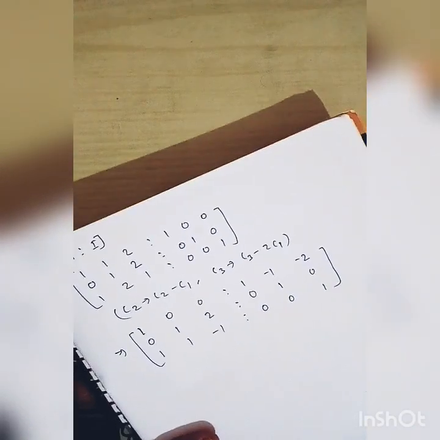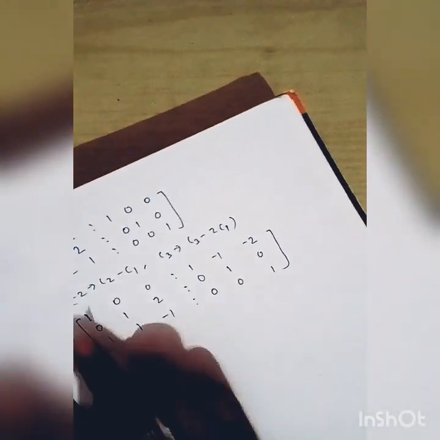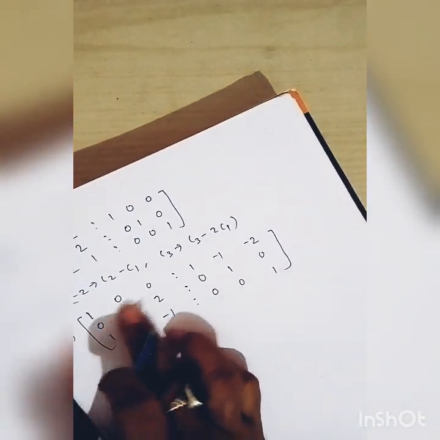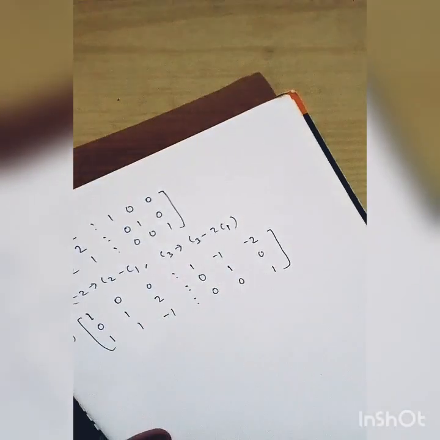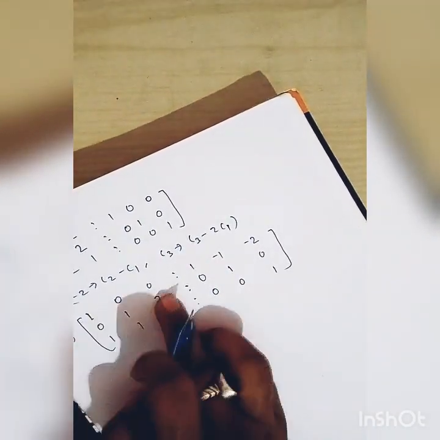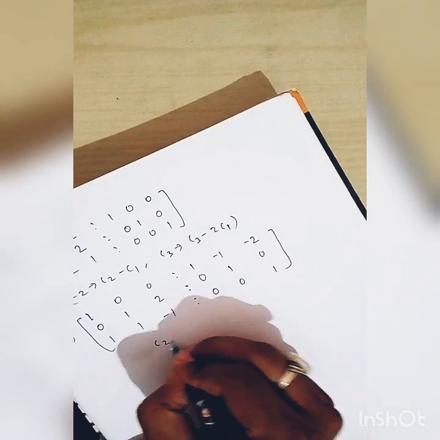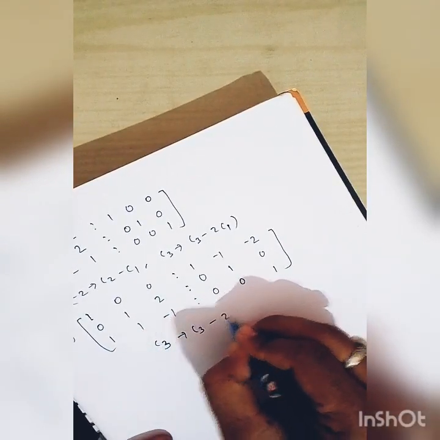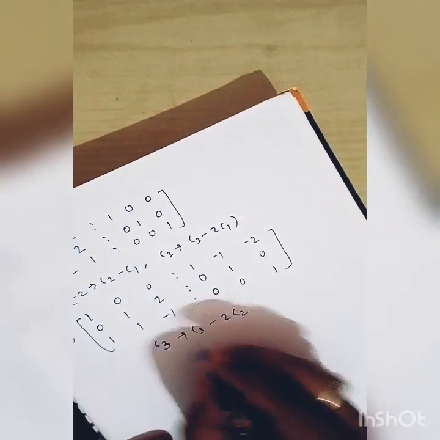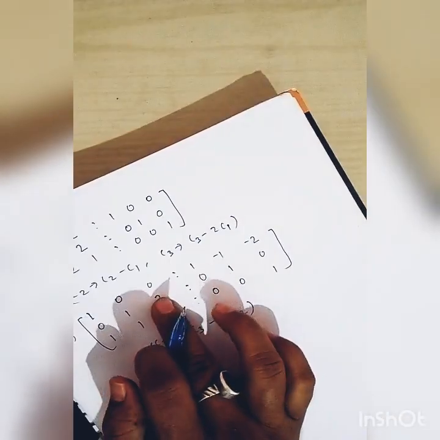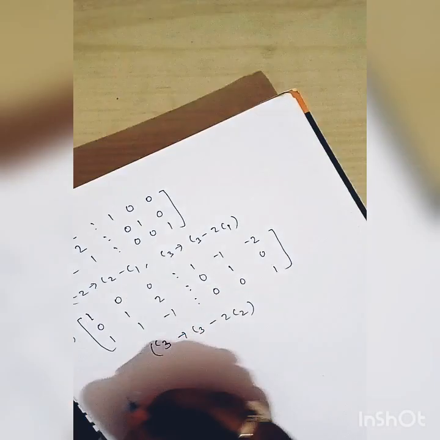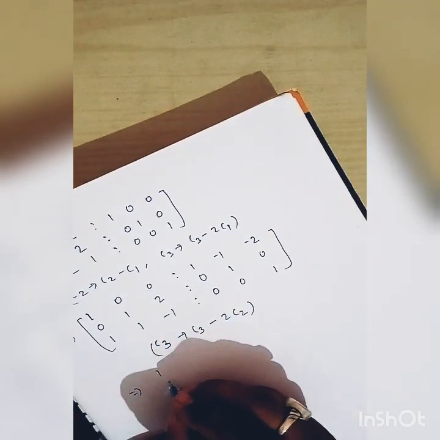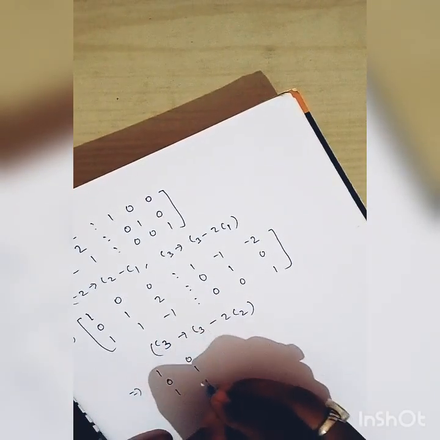So the first row is completed. Go to the second row. Again in the second row you have to reduce this to 1. Already it is 1, nothing to do for step 3. Go to step 4. You have to reduce this and this to 0 using this 1. So we write column 3 is replaced by column 3 minus 2 into column 2. That is, we have to reduce 0 by using this 1. So 1 0 1 0 1 1.